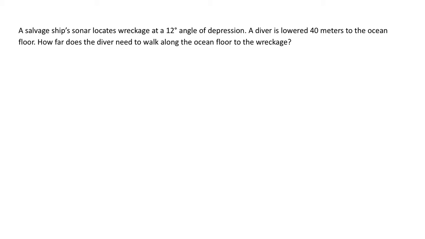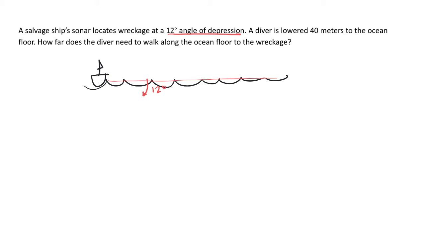Here's another problem. A salvage ship's sonar locates wreckage at a 12-degree angle of depression. Okay, let's start to think about what that means. I'm going to have a ship, my very beautifully drawn ship, floating on some water. 12-degree angle of depression means that the horizontal downward is 12 degrees to the ship's line of sight to the wreckage. So there's some sunken ship down here that it's looking at.